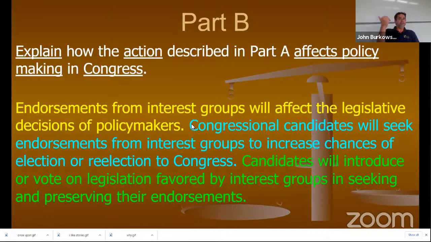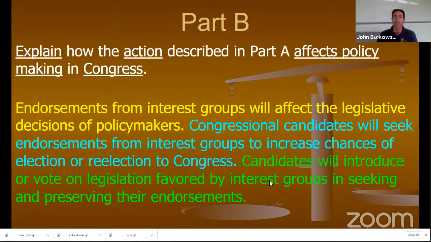There it is. They'll do this because, well, I want to keep getting it, but remember, on how it affects policymaking, it's going to influence how they vote, how they make legislation. That's why. And how they make legislation is because they want to get those endorsements. They want to keep those endorsements. They want to get elected. They want to get reelected. They want to remain the incumbent.